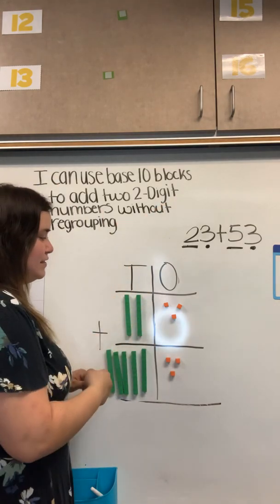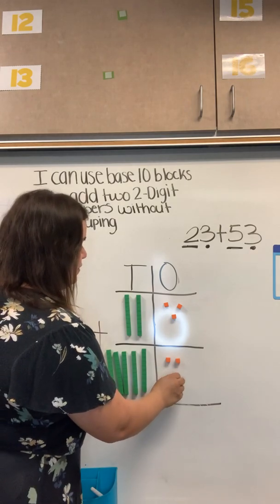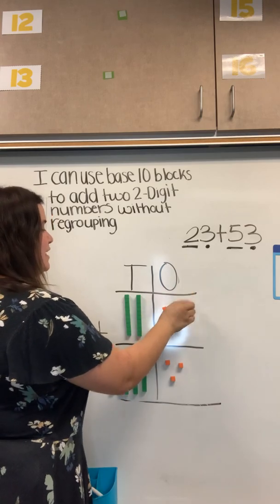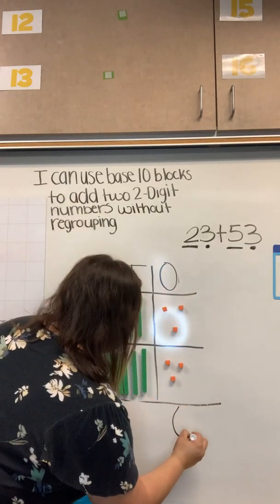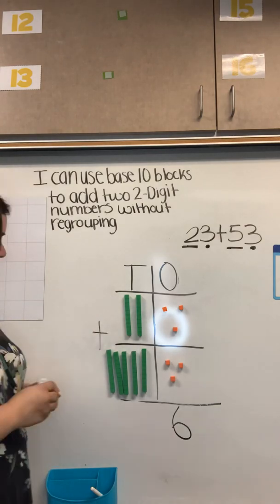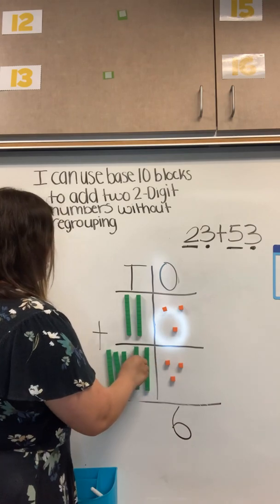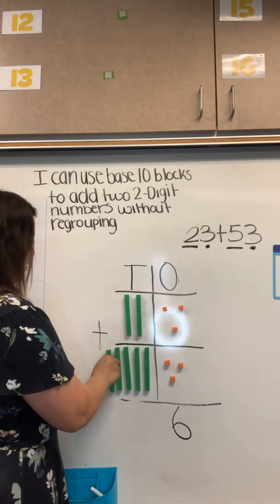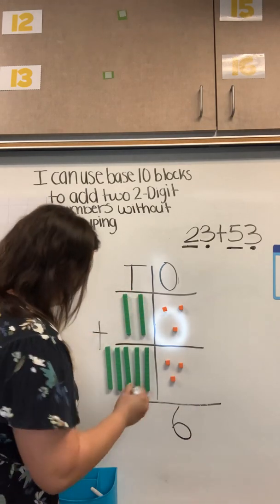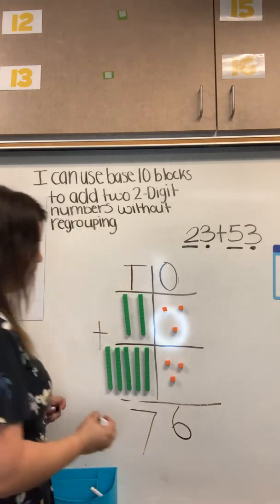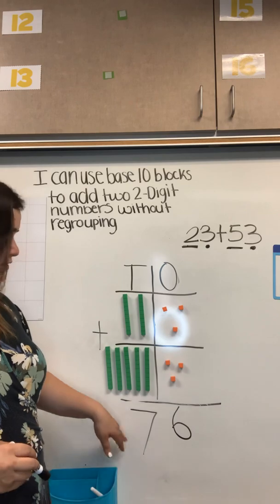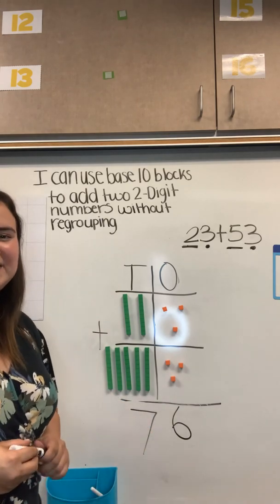So let's count the ones in our ones place. 1, 2, 3, 4, 5, 6. So we have 6 ones. We're going to write 6 underneath our ones place. Now let's count our 10s. 1, 2, 3, 4, 5, 6, 7. So we have 7 10s and 6 1s. All together, we have 76.